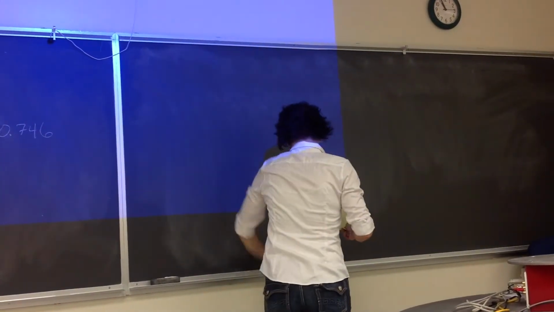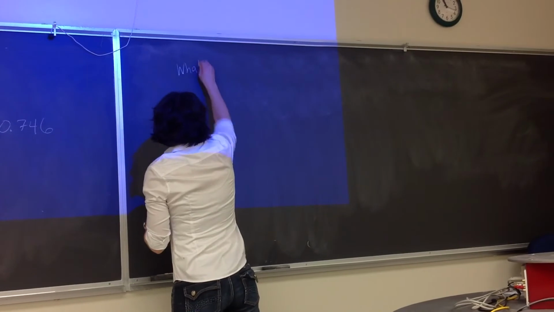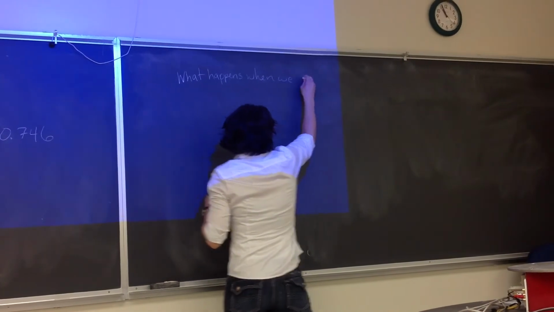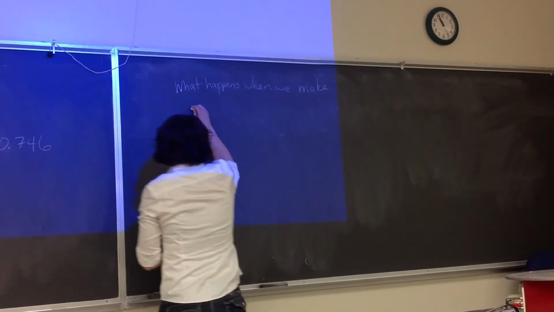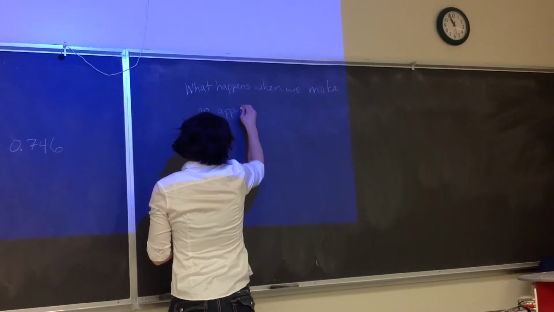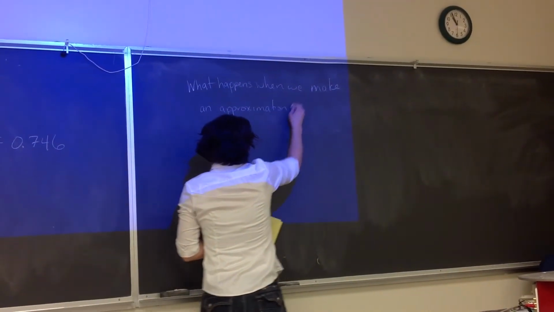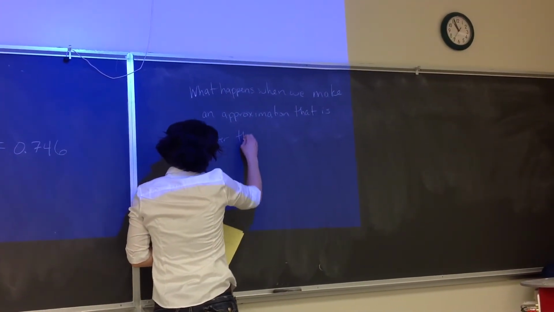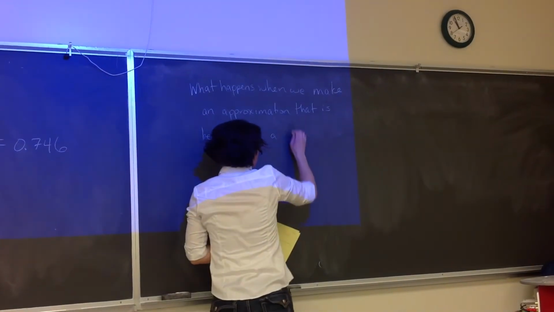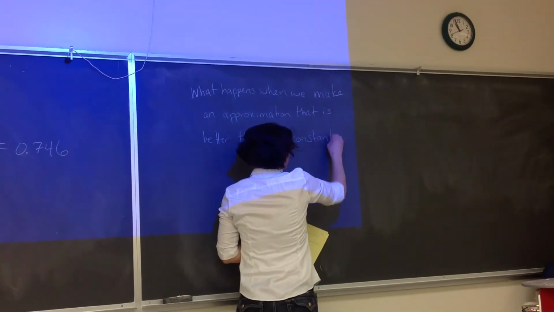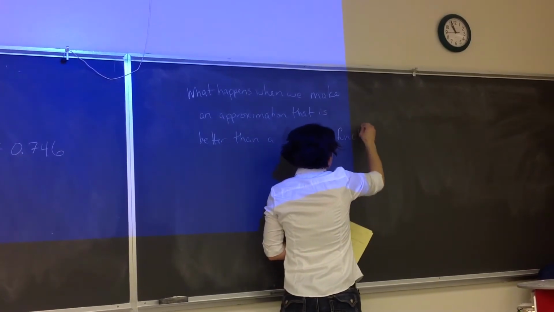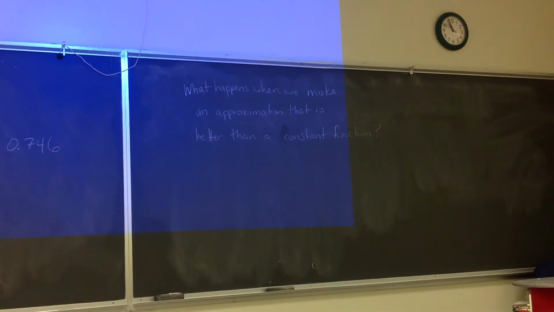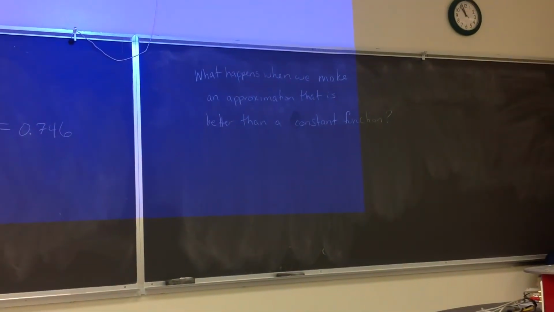So what happens when we make an approximation that is better than a constant function? In other words, what if we make the top of our rectangle something more interesting than just a horizontal line? All right, so we'll look at that after the break. Please take a 10-minute break, and when you come back, we're going to talk about the trapezoidal rule.